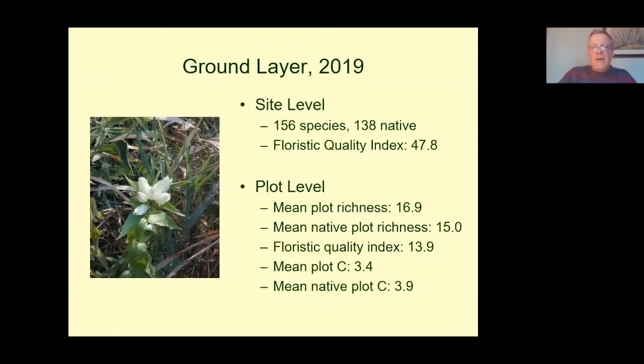For the ground layer in 2019, I recorded 156 species, 138 of which were native, and a site-level floristic quality index of 47.8. At the plot level, the average species richness per plot was 16.9, of which 15 were native. And you can see the floristic quality metrics there at the plot level. Those will take on more meaning as we look at how they change over time.